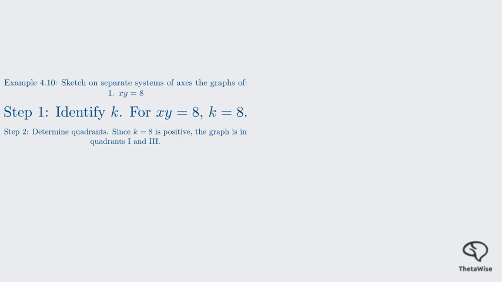To get a more accurate sketch, it's a good idea to find a few points. We can do this by rewriting the equation as y equals 8 over x. Let's create a table of values for a few x values. This will give us a better idea of the curve's shape.